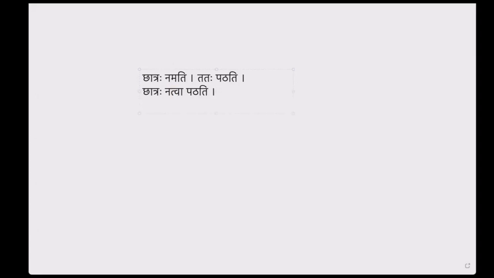Now, how do you say this for two or three people doing the same action? Give me the first sentence and the second sentence. Chhatraha namanti. You change the verb. Then tata patanti. Now, use the tva pratyaya. Chhatra natva. Natva only. It's not going to change. Whether it is ekaha chhatraha namati, or dvau chhatrau namataha, when I put in natva, it's going to remain the same. But this is vachana, right? Not vibhakti.